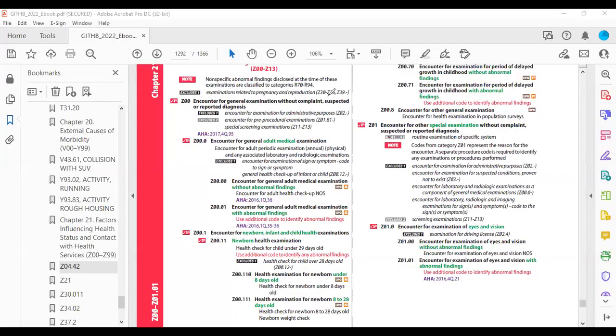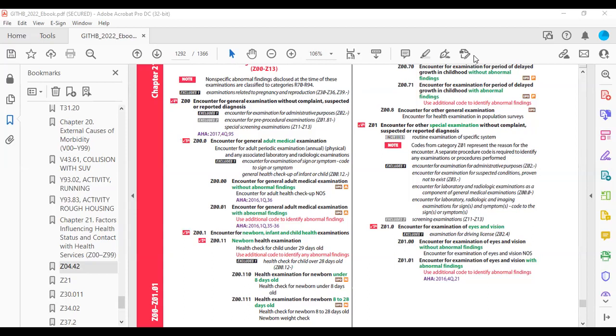And then as we can see, we have right here, Z00, encounter for general exam without a specific complaint. So we have a reminder for the fourth character. And then when we get here, we get told, no, fourth's not good enough. We need a fifth character. And here's an example. Encounter for general adult medical exam without abnormal findings. Z00.01, right below it, encounter for general adult exam with abnormal findings.